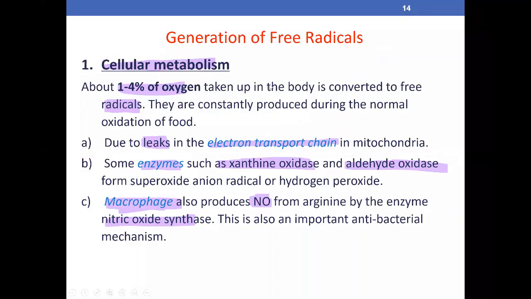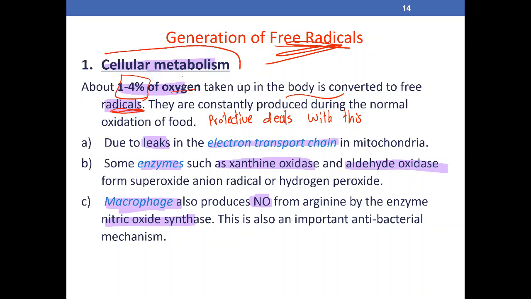All right, so generation of free radicals. Again, how does it generate? We discussed a few mechanisms, so let's discuss other mechanisms. Remember, 1 to 4% of oxygen in the body is converted into free radicals, but your body can deal with it normally. Protective enzymes can usually deal with this. Now, there are other ways that free radicals form inside the body.